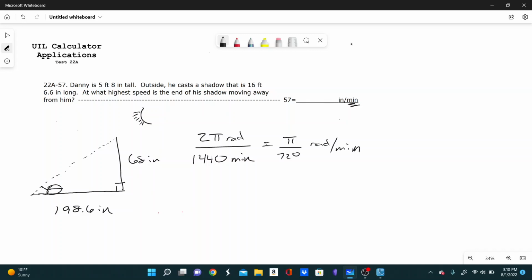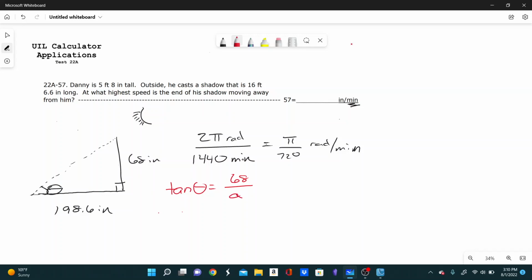So the next thing we can do is set up an equation using trig ratios in a triangle. I have an angle, I have the opposite side, and I have the adjacent side. So I'm going to say tangent of theta equals the opposite side, which is a constant 68 inches, over the length of the shadow, which I'm going to call A.